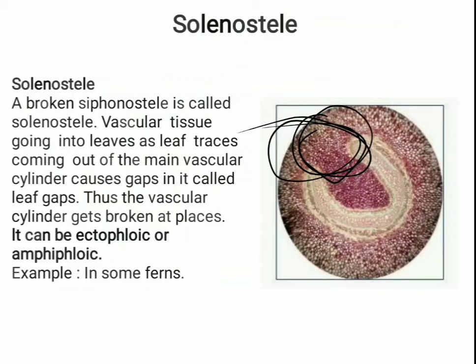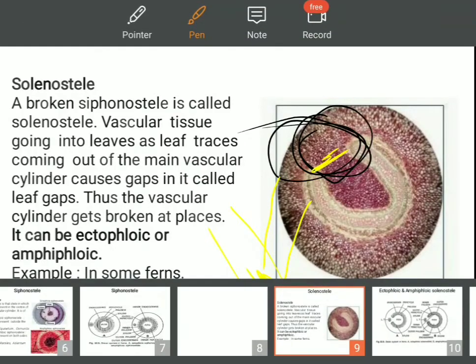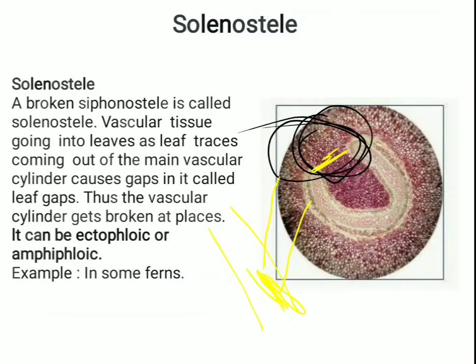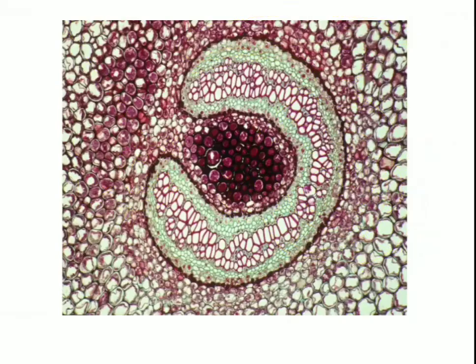How are they cut? In the siphonostele, vascular tissue goes into the leaf, which creates a leaf gap. In the stem structure, sometimes a leaf is present and the leaf breaks this vascular tissue system. You can see this break, and the internal structure is broken, so it develops into solenostele. It is one type of evolution of this stele. Then this is a microscopic figure of the solenostele.